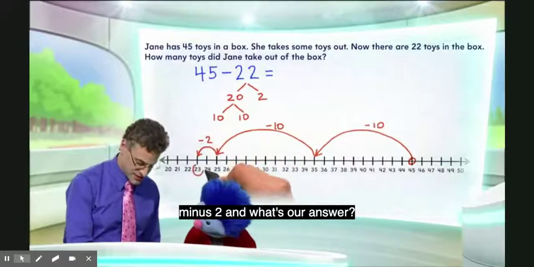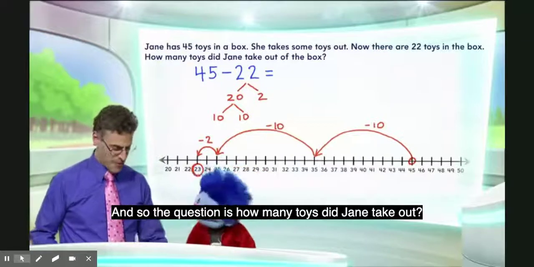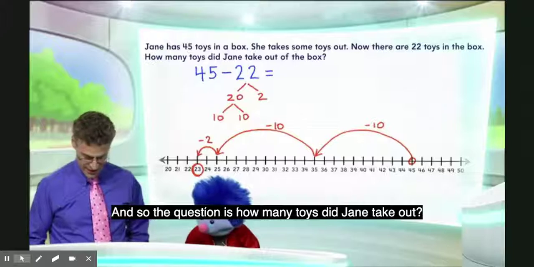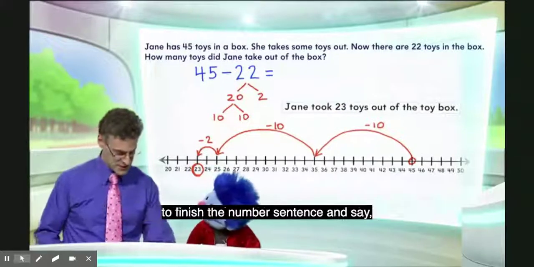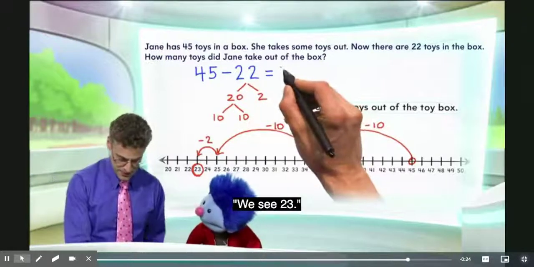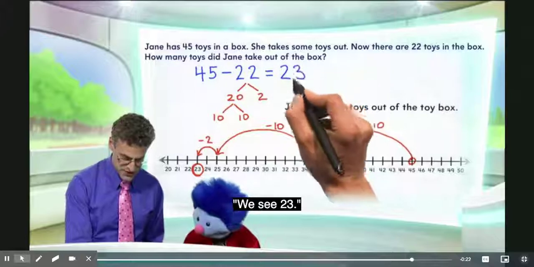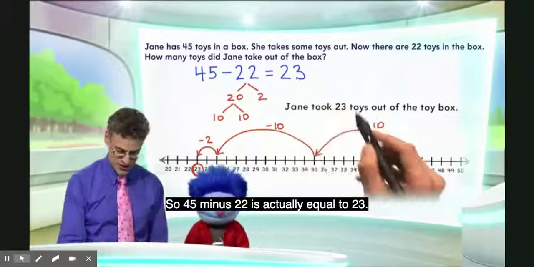And where's our answer? We see the answer is 23. And so the question is, how many toys did Jane take out? The answer is she took out 23 toys. And let me just write that to finish the number sentence and say, we see 23. So 45 minus 22 is actually equal to 23.